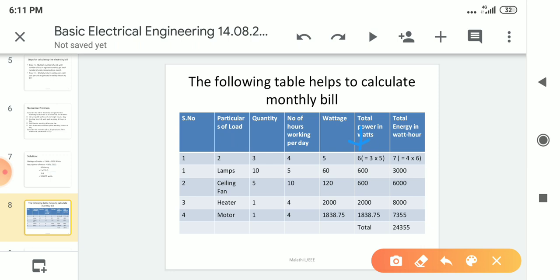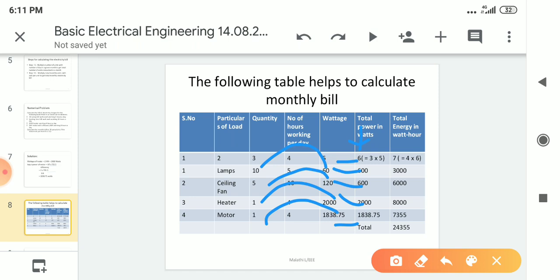We are taking the product of these two: 10 into 60, 15 into 120, 1 into 1000, 1 into... Then we are getting these values. Then this gives a total power. Here we don't want the power; simply we have to calculate its energy. What is the formula of this energy? Energy is equal to power into time in hours.